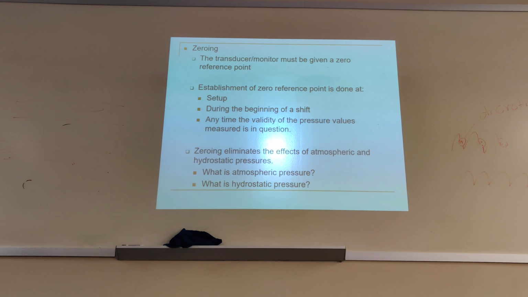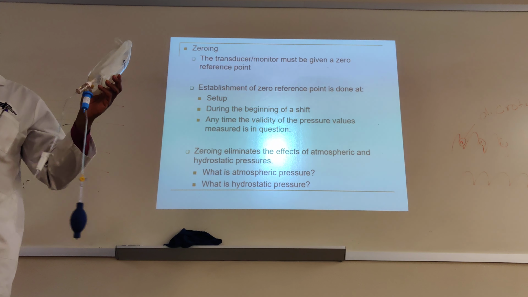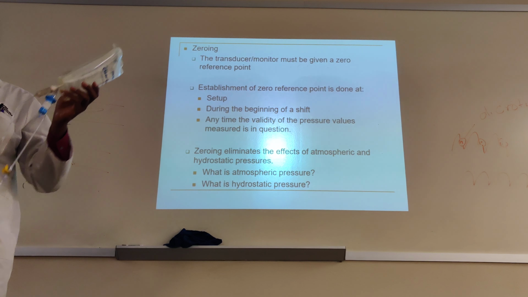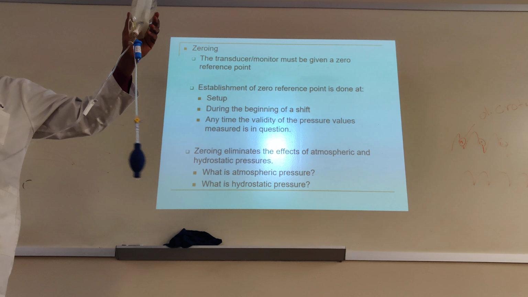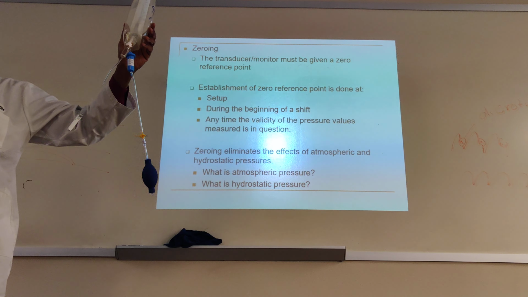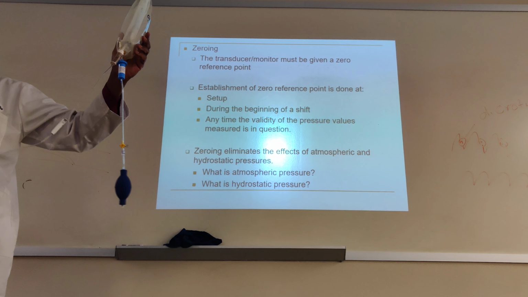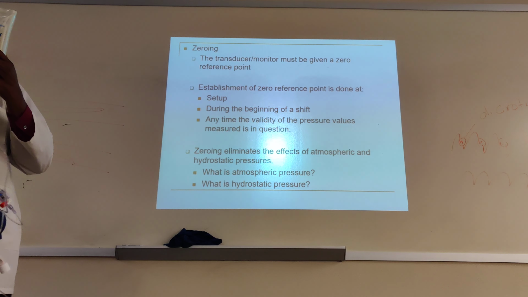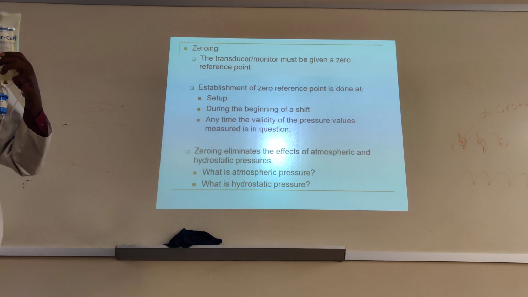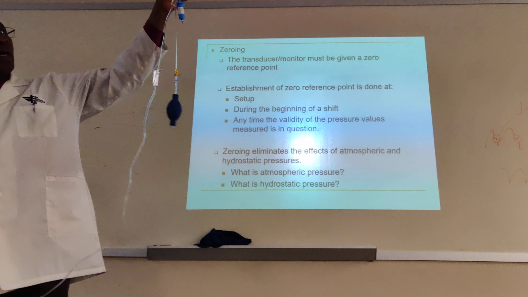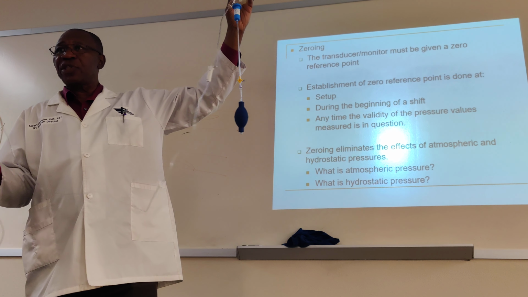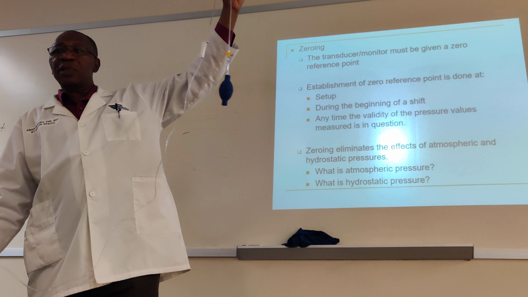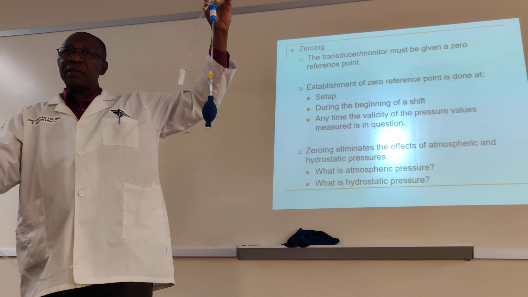There's another pressure there: hydrostatic pressure, we talked about that yesterday. Hydrostatic pressure is the pressure exerted by fluid inside a space. So you have this fluid in here now, the normal saline coming down, and you have hydrostatic pressure in there. Now, let's say my transducer is down here. All that pressure created by the fluid is pushing on the transducer. So that's why you have to make sure it's at the level of the heart.